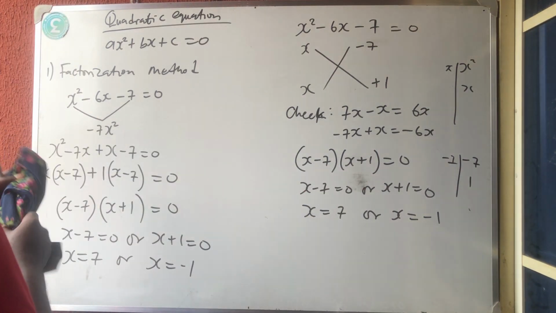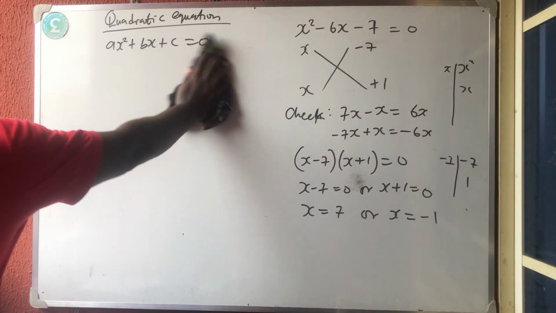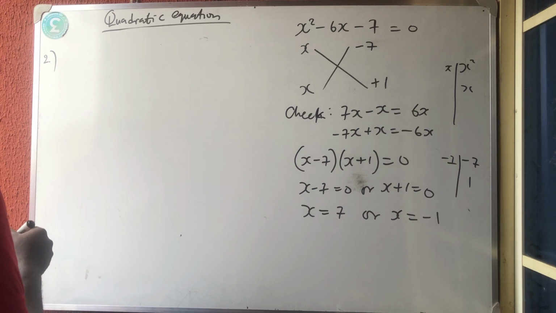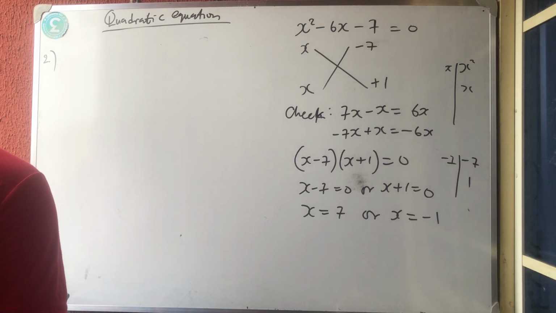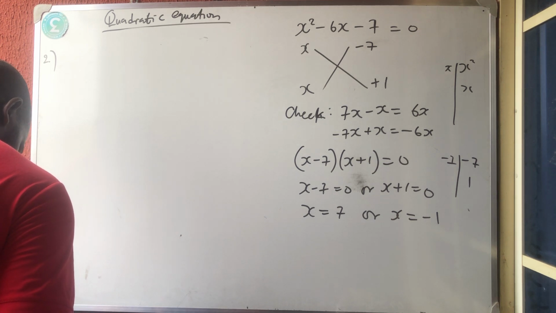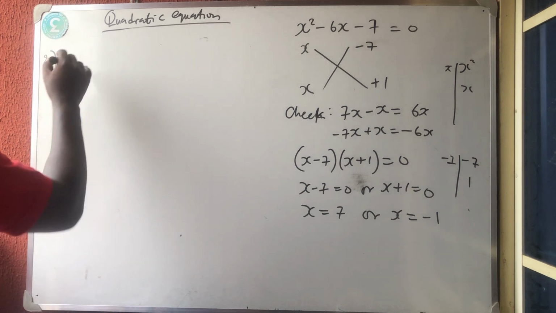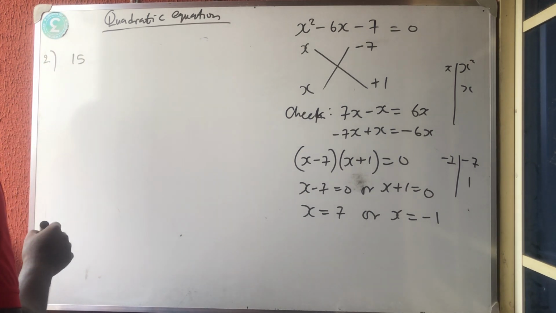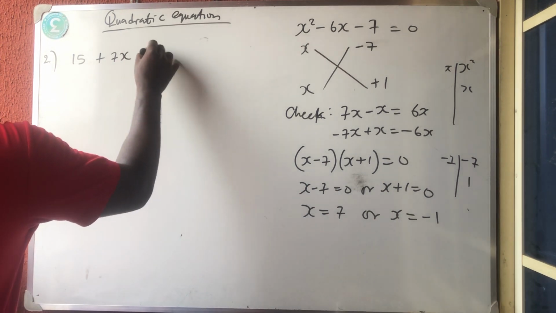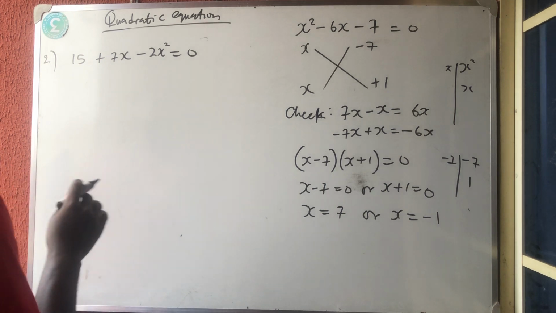Let's solve the second question. By the time we solve like 3, 4, 5 questions, you understand. Okay, so the next question, number 2. Okay, the second question said 15 plus 7x minus 2x squared is equal to 0. Okay, now arrange it in a way that x squared will come first.